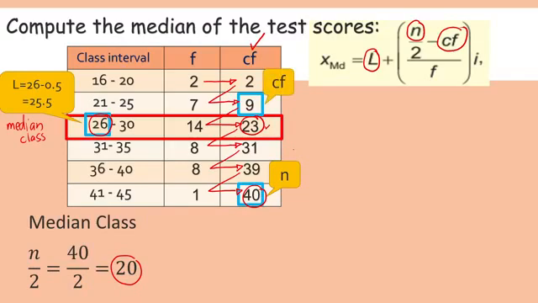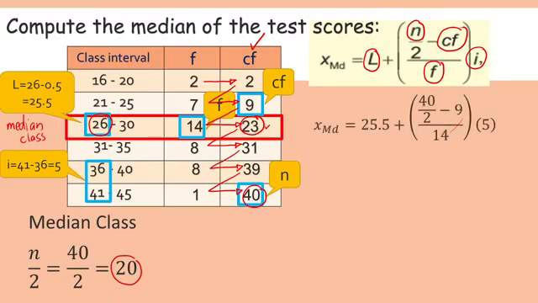Is that clear? Yes. Okay, let's proceed to F. What is the value of F? 14. There you go. That's your F. What about I? What's the value of I? Subtract 41 and 36. 5. It's 5. So, the class size is 5. So, what we identified, we substitute everything in the formula. The lower boundary is 25.5. Correct. N is 40. This is correct. CF is 9. Correct. Our F is 14. That's correct also. And I is 5.